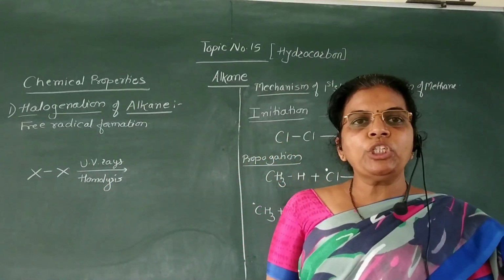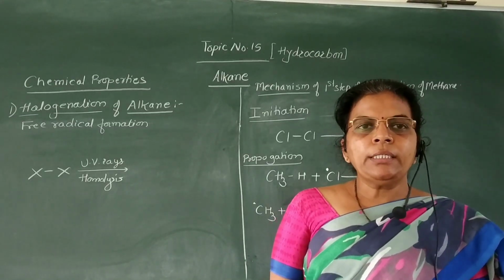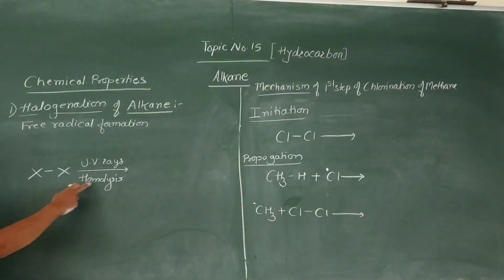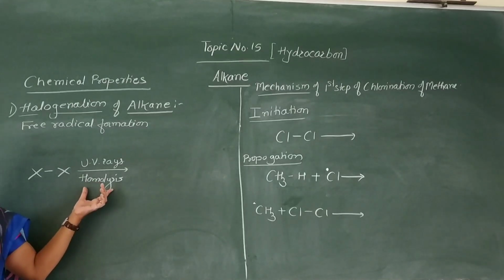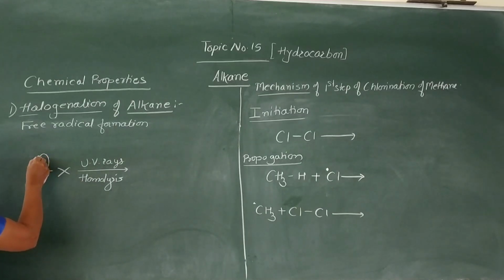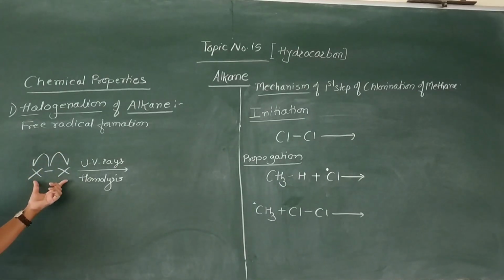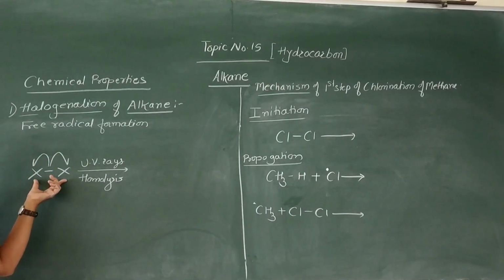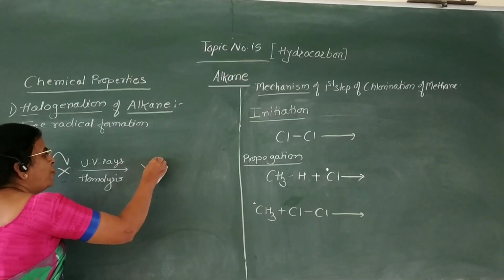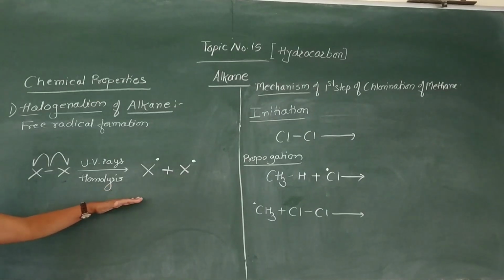Now this halogenation of alkanes is a free radical formation reaction. That is, here this halogen molecule, that is X2 molecule, undergoes homolysis, that is, symmetrical breaking of a covalent bond. Now here this X2 molecule undergoes homolysis in such a way that each bonded atom retains its bonded electron towards itself to form a halogen atom or halogen free radical. Here formation of halogen free radicals takes place.